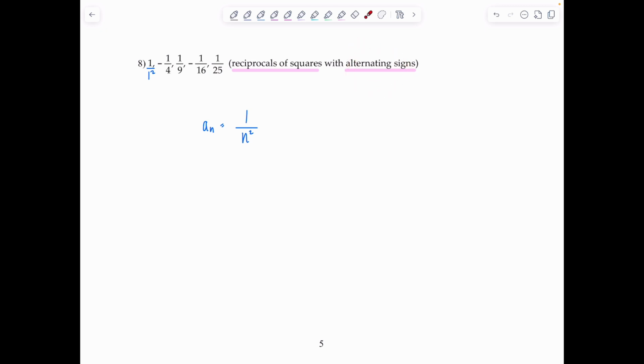So should I put negative 1 to the n or negative 1 to the n plus 1? Well, look, the first term is positive. So negative 1 to the n, that's not going to work because that would make the first term negative. So I'm going to need negative 1 to the n plus 1, or n minus 1, whatever you like. And then, we can write this cuter. We don't need to have this 1 here wasting space. Put this negative 1 to the n plus 1 up there instead. So we have a sub n is negative 1 to the n plus 1 over n squared.